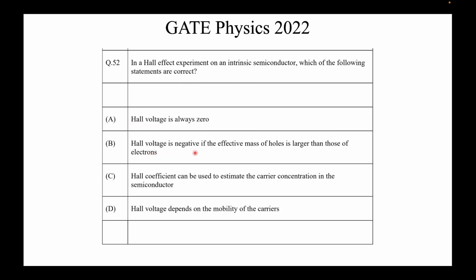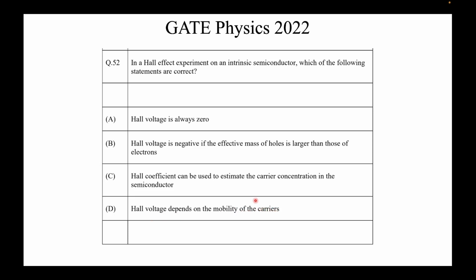Option 2. Hall voltage is negative if the effective mass of holes is larger than that of electrons. Option 3. Hall coefficient can be used to estimate the carrier concentration in the semiconductor. And option 4. Hall voltage depends on the mobility of the carriers.